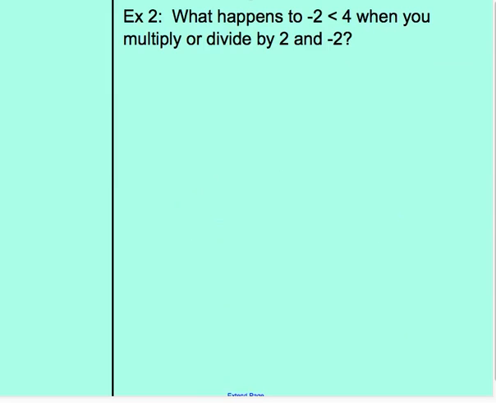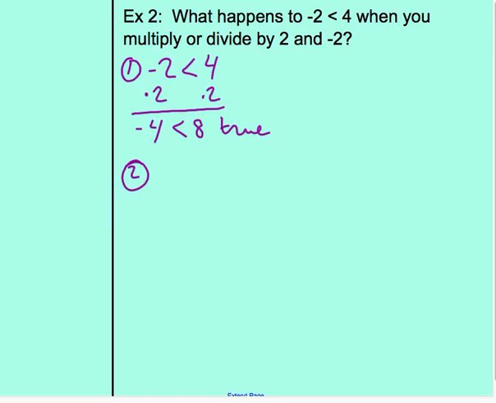So now we're going to see what happens when we multiply and divide both sides of the inequality by a positive or a negative. So I'm going to start with my same true inequality, and I'm going to multiply both sides by 2. I get -4 is less than 8, which is true. And if we divide both sides by 2, we get -1 is less than 2, which is still true. So far it seems that we can do anything as long as we do it to both sides of the inequality, and it's still true.